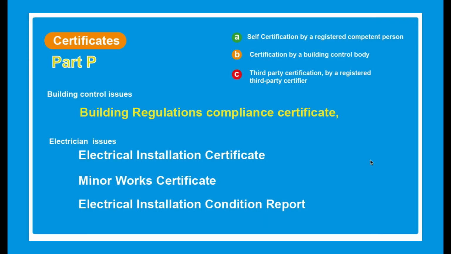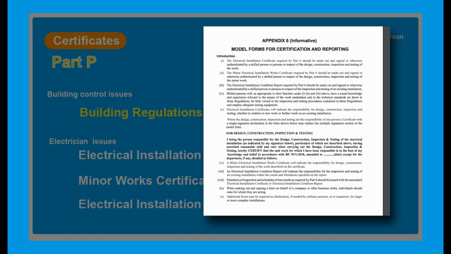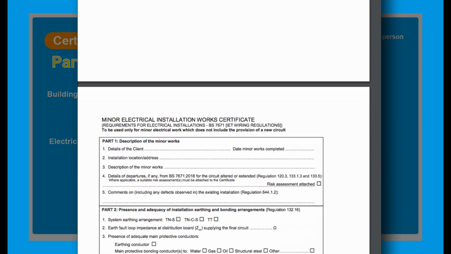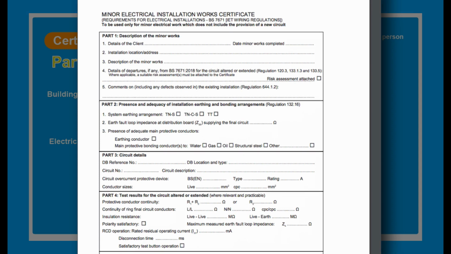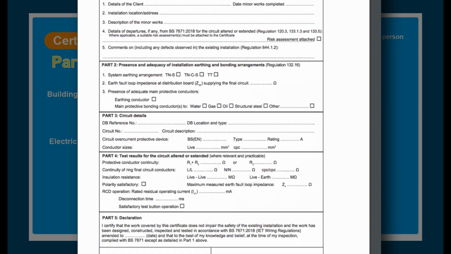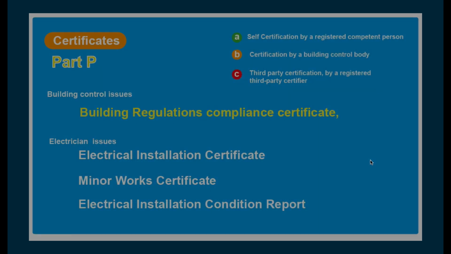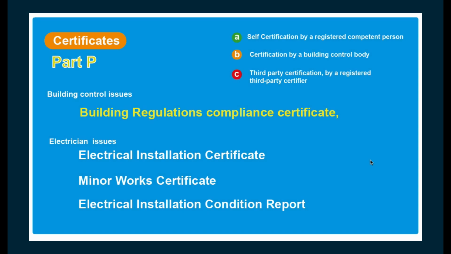So this is the kind of certificate you'll be receiving for a rewire or for any new circuits. A minor work certificate is what it says. You wouldn't really be receiving one of these for a rewire. The rewire would be all included in the electrical installation certificate. But a minor works is when a small job's being done, such as adding a socket to an existing circuit. If it's a new circuit, it has to be an electrical installation certificate. But if it's just an addition to an already existing circuit, a minor works will generally cover that.